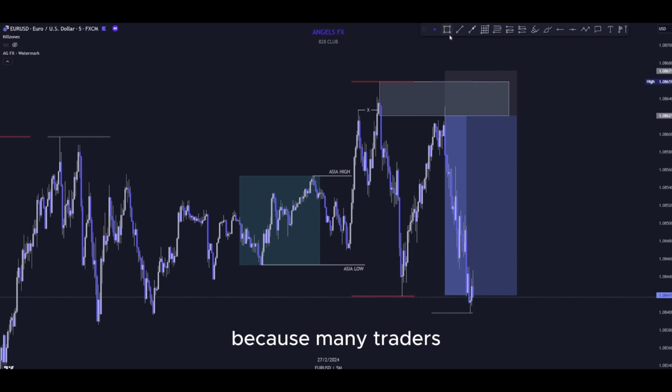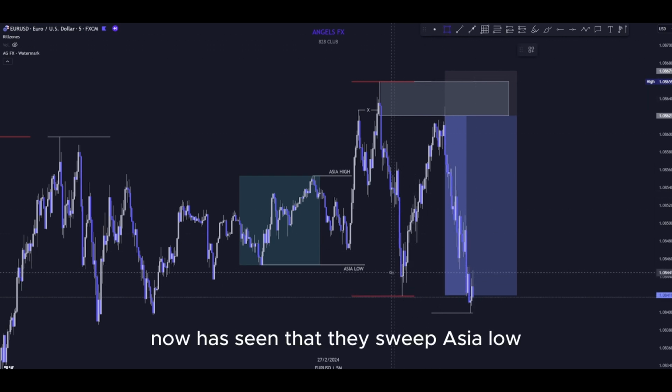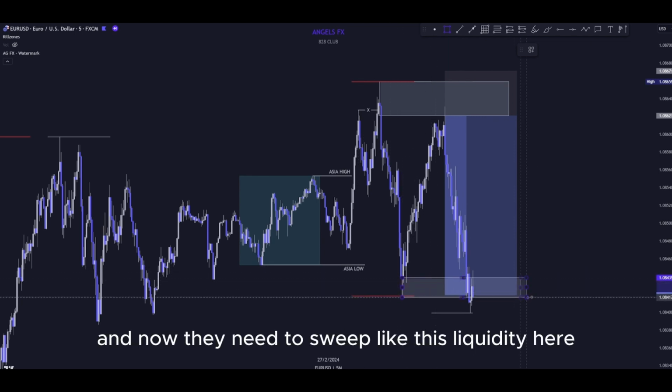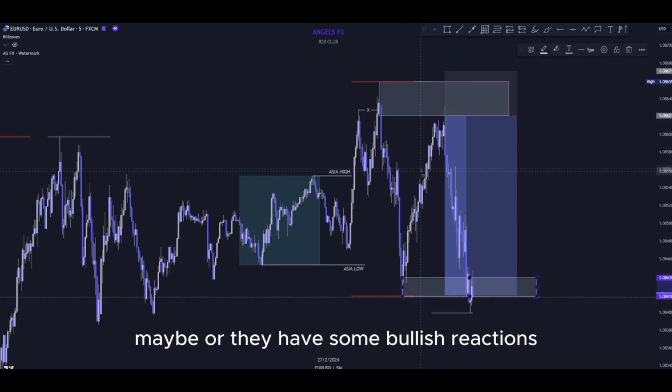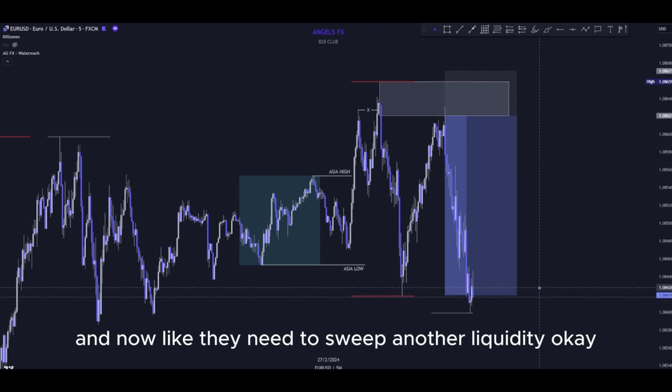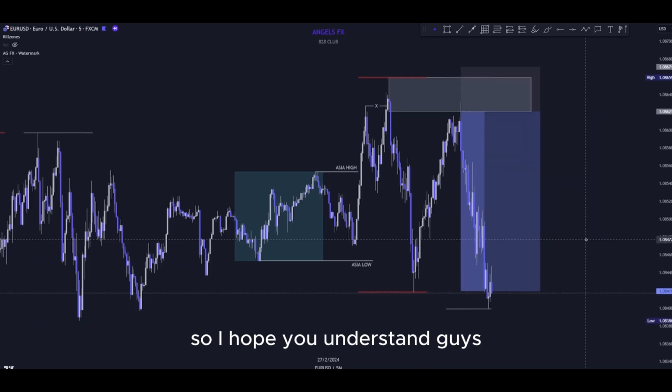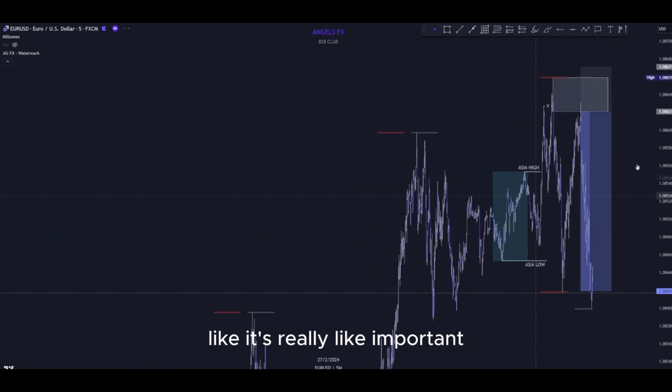Why? Because many traders have now seen that they swept Asia low, and now they need to sweep this liquidity here maybe, or they have some bullish reactions, and now they need to sweep another liquidity. Okay, so I hope you understand, guys, it's really important.